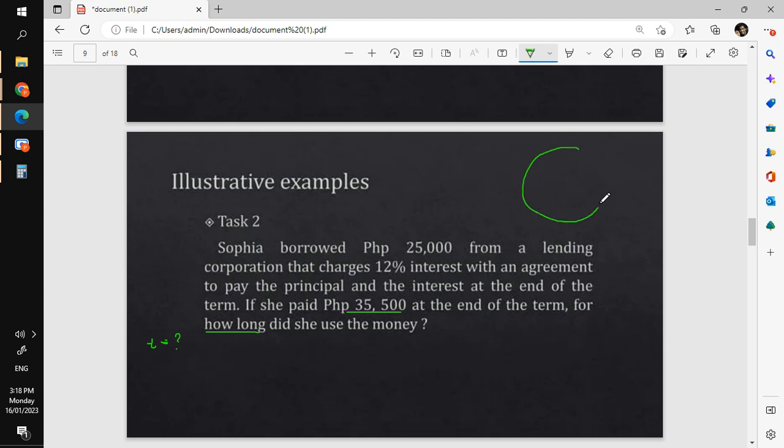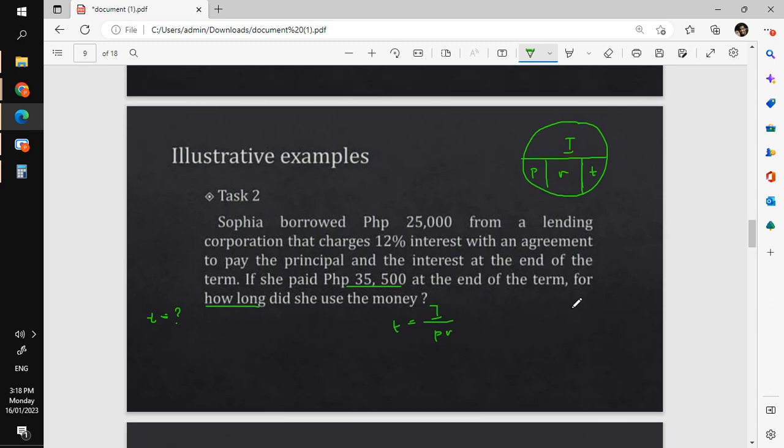And going back to our formula, we have I equals P times R times T. So we're looking for T. The variables and the operations that are left in there are I over P times R. So this is the formula that we will be using. All right, so you have T is equal to I over P times R.